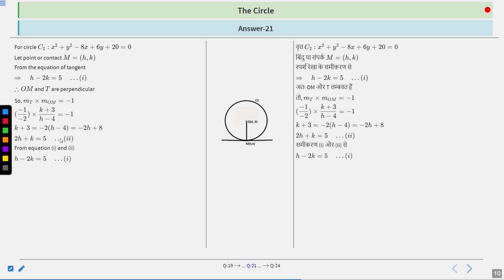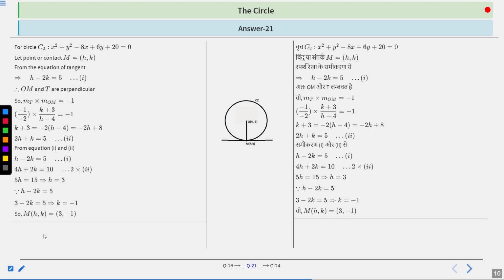Now, from equation 1 and 2, h minus 2k is equal to 5. And when you multiply 2 throughout in equation 2, you will get 4h plus 2k is equal to 10, right? So after solving equation 1 and 2, you will get 5h is equal to 15 and h is equal to 3. Since h minus 2k is equal to 5, by putting the value of h is equal to 3, you will get k is equal to minus 1, right? So (h, k) is equal to (3, minus 1) is the right answer. Clear? The coordinates of point of contact M is basically (3, minus 1). Clear?